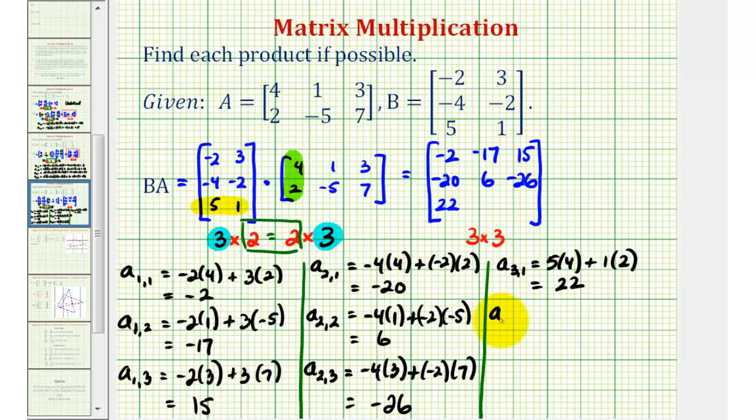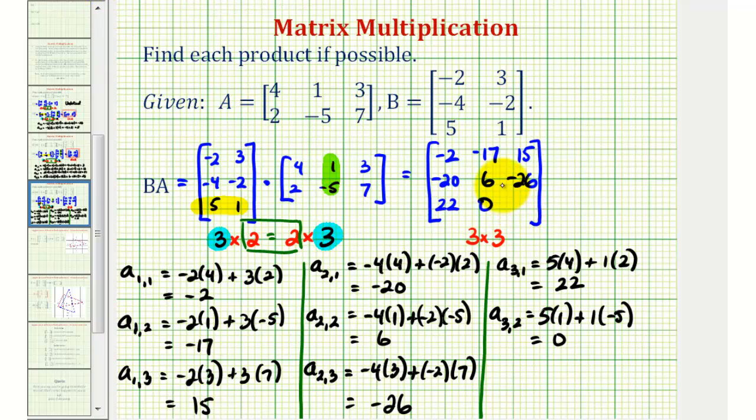Next we have row 3, column 2. So row 3 from the first matrix and column 2 from the second. 5 times 1 plus 1 times negative 5. Well, that would be 5 plus negative 5, or 0.